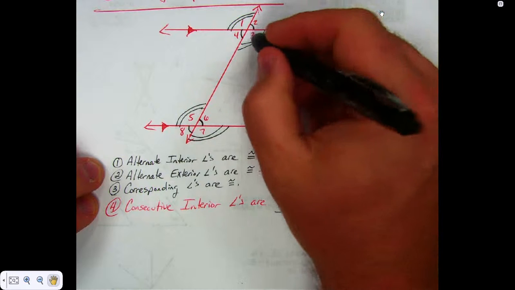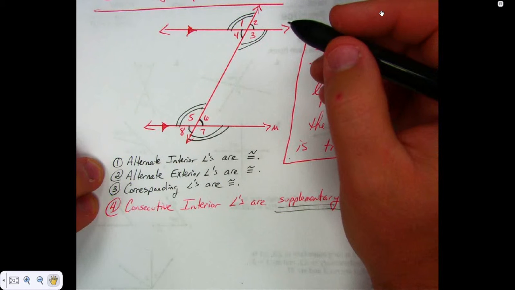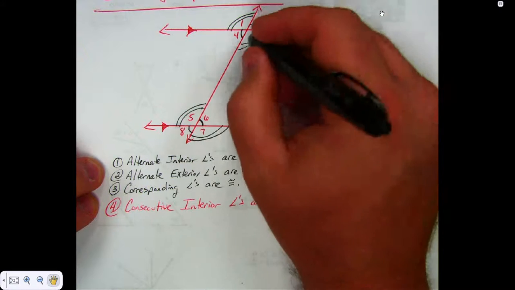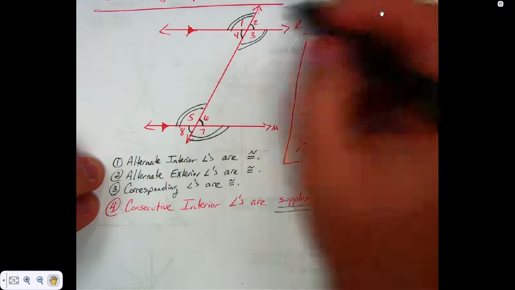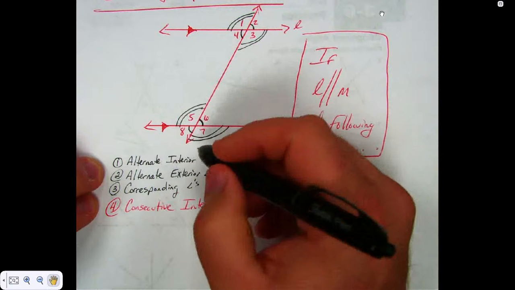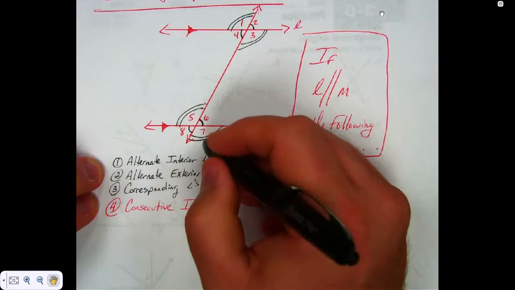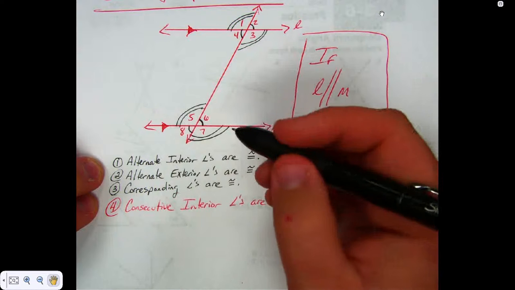Look at 2 and 3. What do you know about 2 and 3? They equal 180. Okay. How about 3 and 4? Equal 180. How about 4 and 1? Same thing. Equal 180. How about 5 and 6? Equal 180. 6 and 7? Equal 180. 8 and 7? Equal 180. 8 and 5? Equal 180.